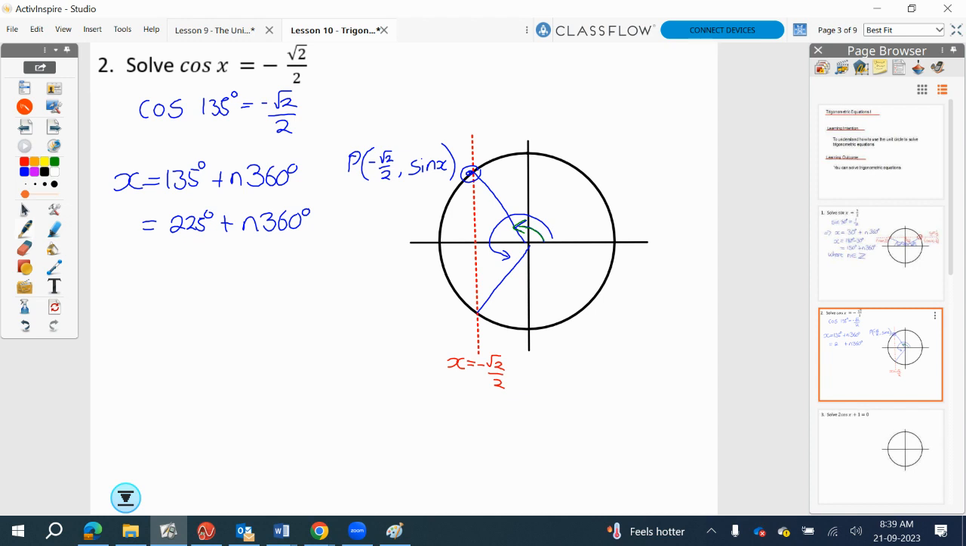N is what? An element. N is a friend of ours? N is a special person? Where n is an element of the set of integers. This is the complete solution.